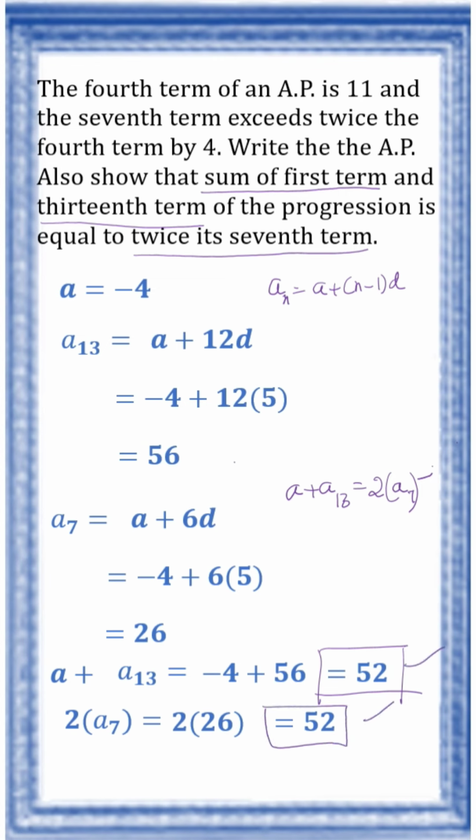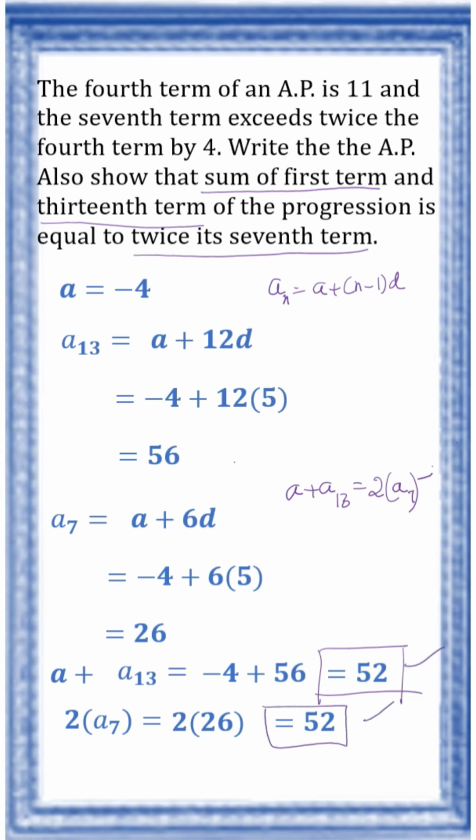An arithmetic progression consists of 30 terms in which the sum of the 4th and 8th terms is 24 and the sum of the 6th and 10th terms is 44. Find the last 3 terms of the arithmetic progression. Now what we are given here: the sum of the 4th term, that is a4, and the 8th term, that is a8, is 24. And also we are given the sum of the 6th and 10th terms, 44.